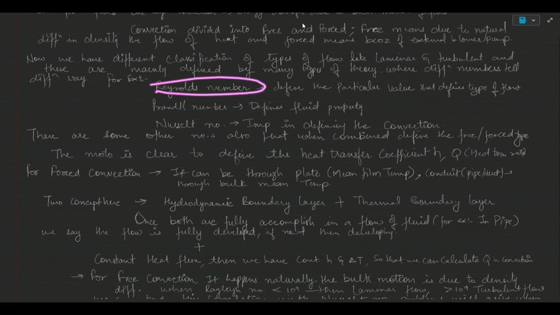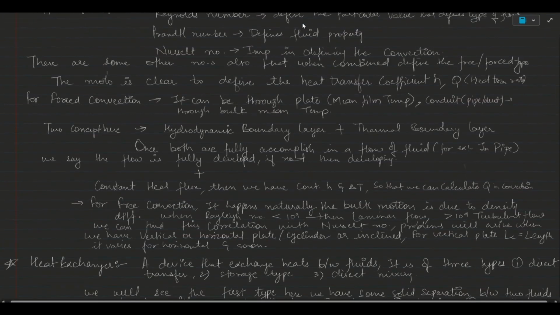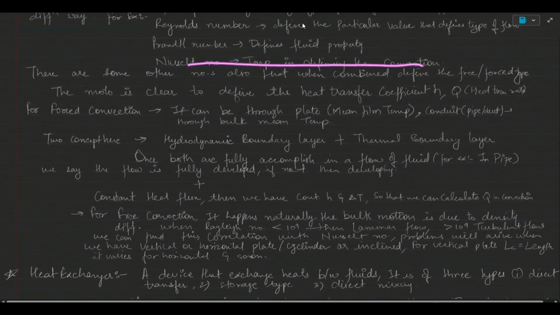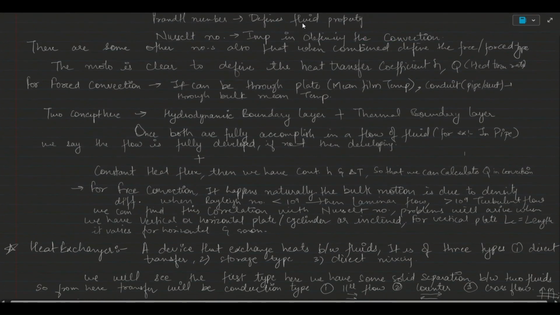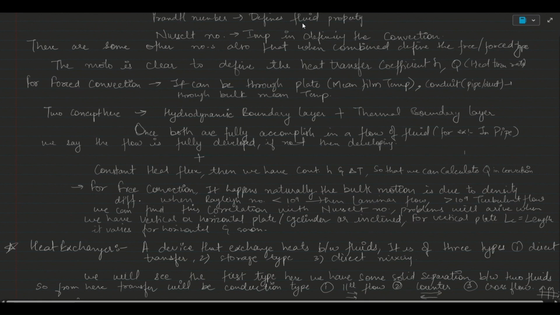Whenever you see a Reynolds number, what exactly does it tell? It tells a particular value, and for that value, whether my flow, the heat flow or a hydrodynamic flow, the fluid flow, is going to be laminar or turbulent, or the transition in between. Then we have the Prandtl number, which defines the fluid property. The Nusselt number defines the convection type, and there are some other numbers also, we are not going into so much detail, that define the free and forced type.